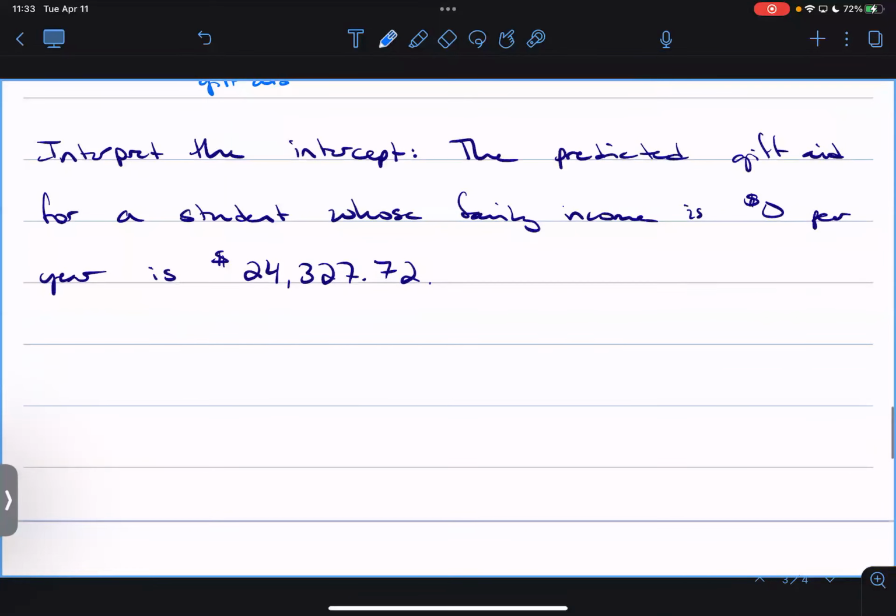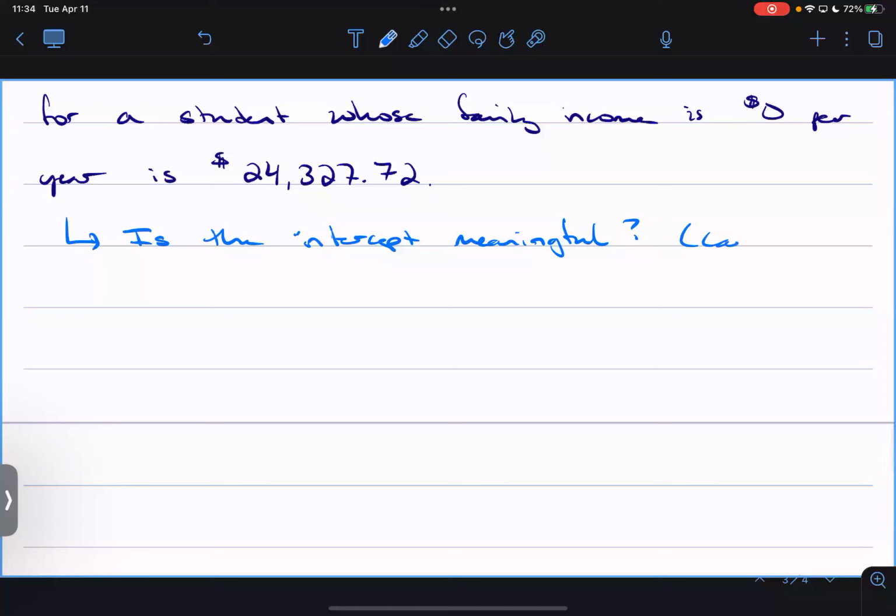So as a follow-up, I'll usually ask, is the intercept meaningful? This is where you're going to argue if x can reasonably be 0. So here it's basically asking, can x reasonably be 0? That's what's understood there.